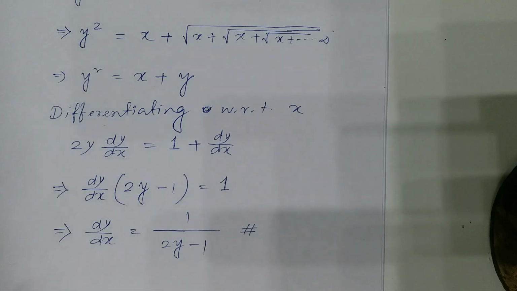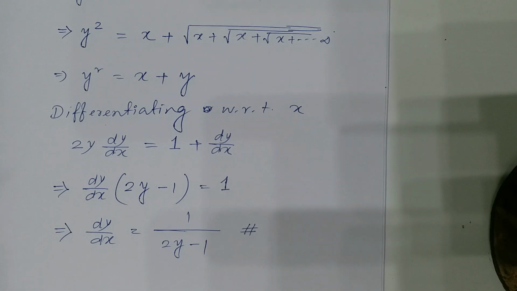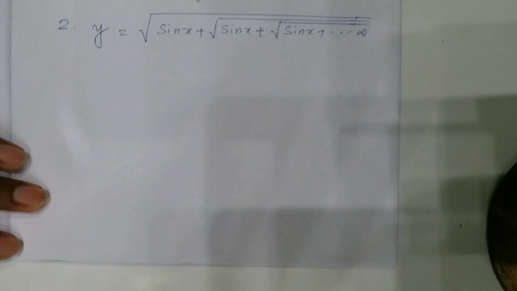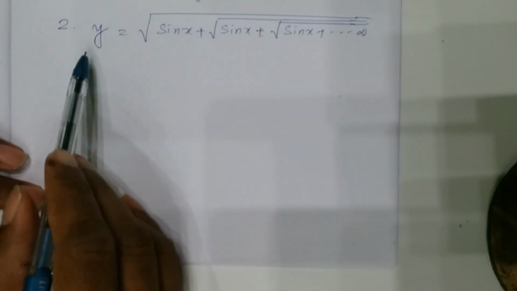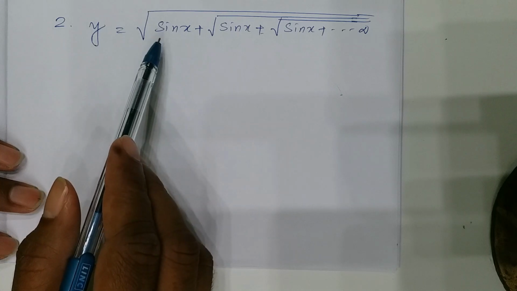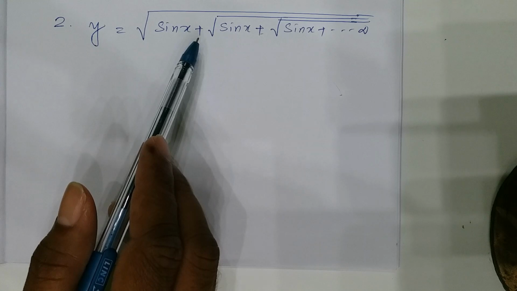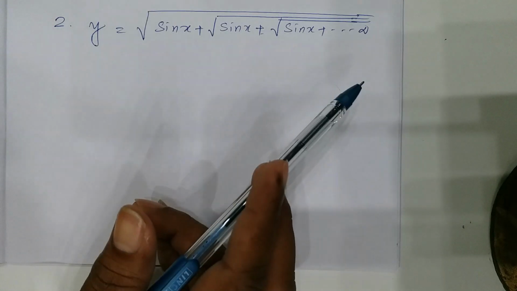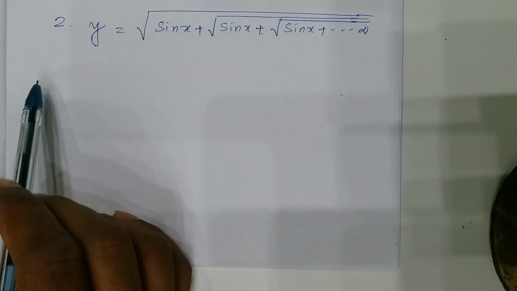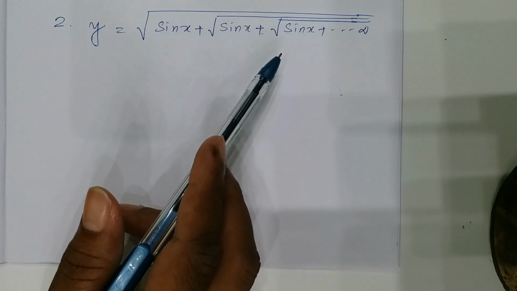So this is the process actually to differentiate any function involving symmetric infinite series. So let us take one more example of this type. You take this question now, y is equal to root over sine x plus again root over sine x plus again root over sine x plus and so on up to infinity. So this is again a symmetric infinite series.